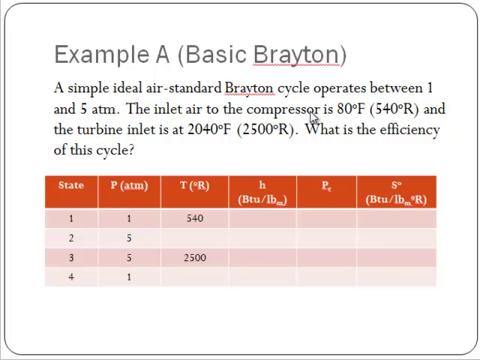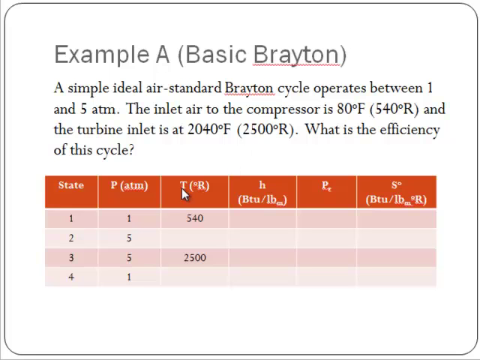Now the inlet air to the compressor is 80 degrees Fahrenheit, which, when I'm working these problems, because I'm assuming ideal gas law, is going to require 540 degrees R. I either want to use kelvins if I'm in SI or degrees R if I'm in engineering type units. I'm going to take this so that the turbine inlet has been heated in the combustion step to 2040 degrees Fahrenheit or 2500 degrees R. And what I want to know is what is the efficiency of the cycle.